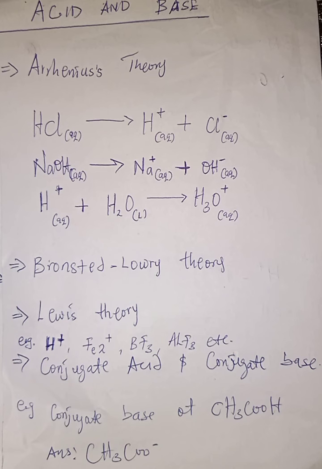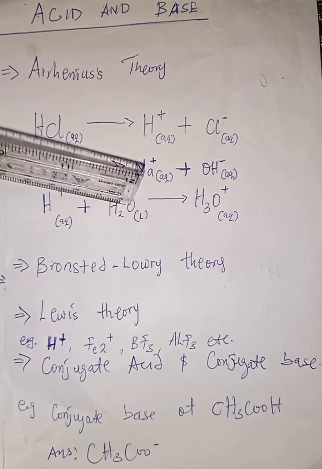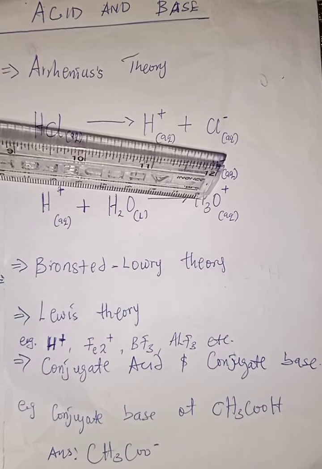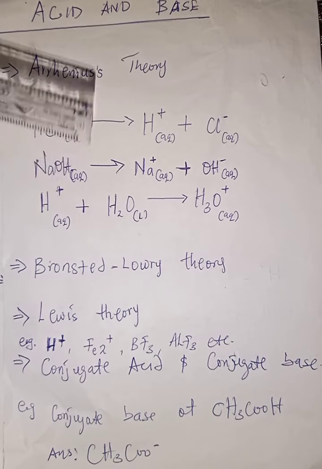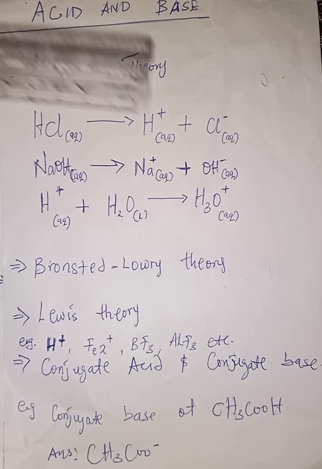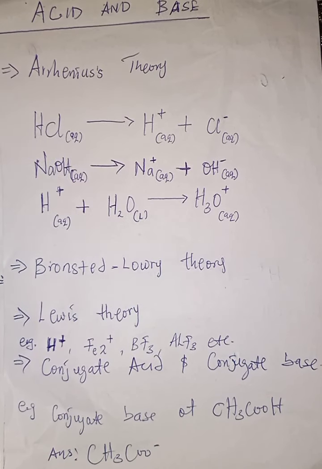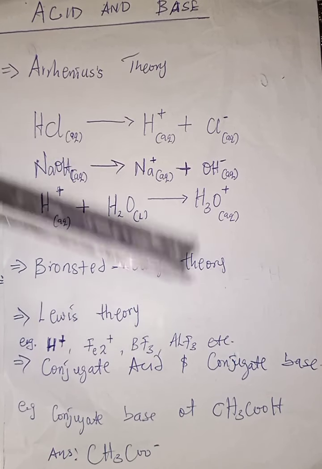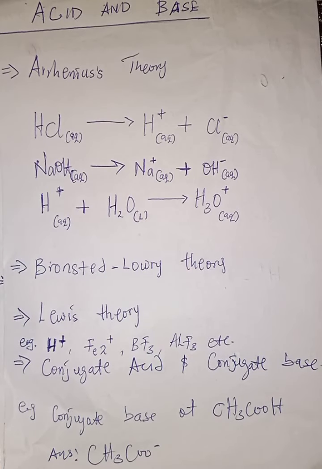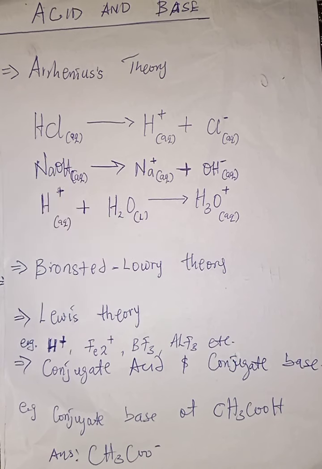A base neutralizes an acid to form what? Salt and what? And water. So if you add this to water, we're going to have hydronium ion. So this is also an acid. So an acid is a substance that dissociates to form hydrogen ion, or a substance that we dissolve in water to form what we call hydronium ion.